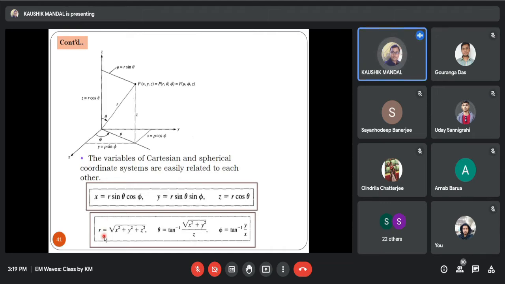So you can write down what will be r. R will be root of x square plus y square plus z square. Theta equal to tan inverse of root of x square plus y square by z, and phi equal to tan inverse y by x. So these are the relations between the variables of Cartesian and spherical coordinate systems. In practice, you don't need to memorize it. Rather, if you can draw this figure properly, mark the corresponding theta, phi, r, rho properly, then you can easily find out the relation between the variables of Cartesian to spherical, Cartesian to cylindrical.